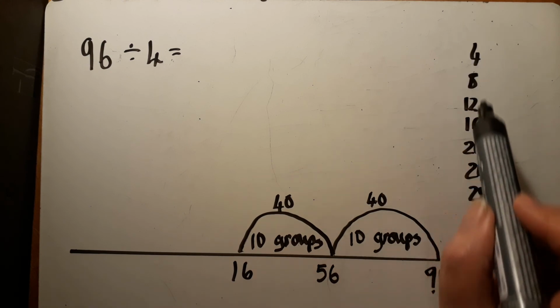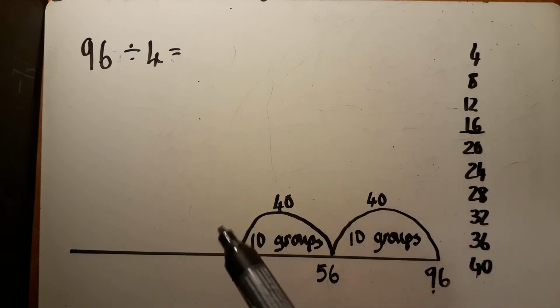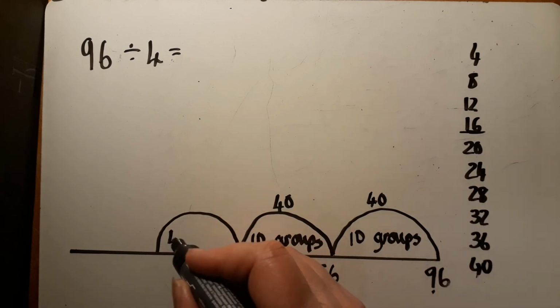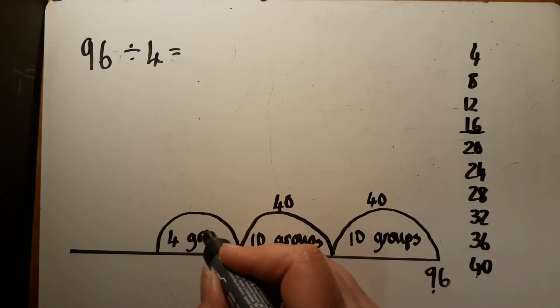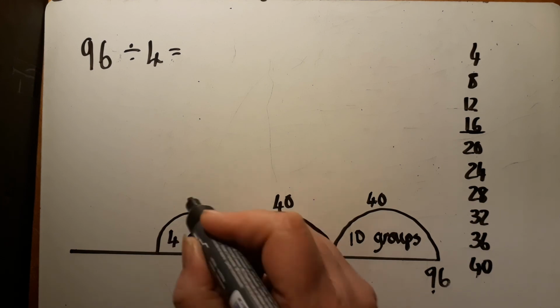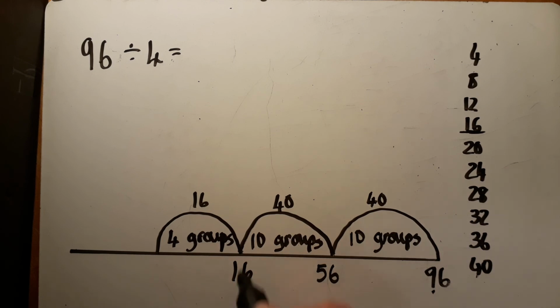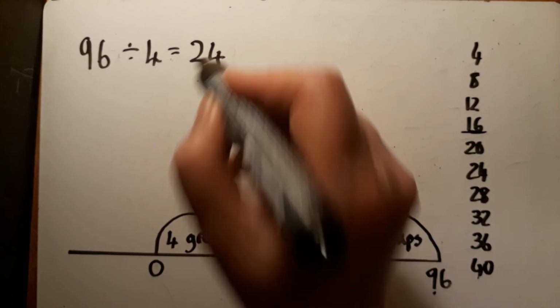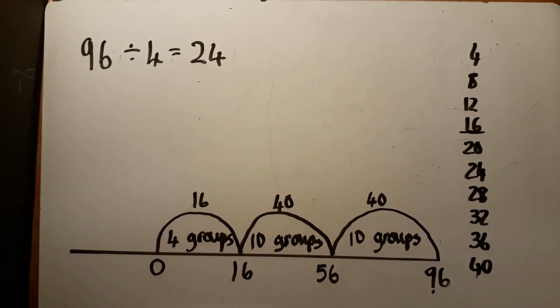And 16 is a multiple of 4, because 4 times 4 is 16. So if I subtract 4 more groups of 4, that's 16, and 16 is 0. So there is no remainder. How many groups of 4 have I taken away? 10 groups here, 10 groups here, 4 groups here. And that's 24 groups altogether.